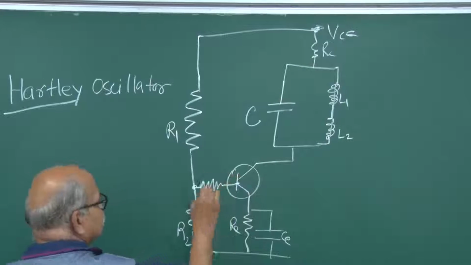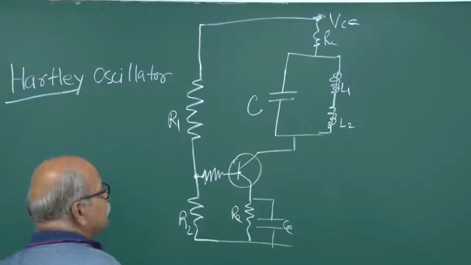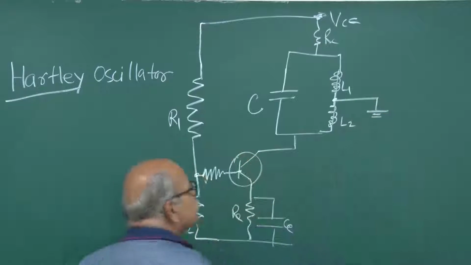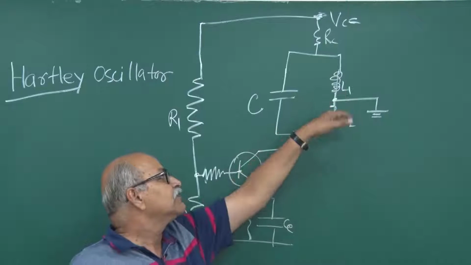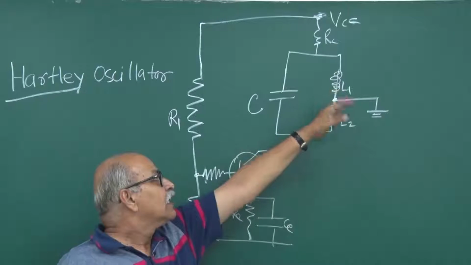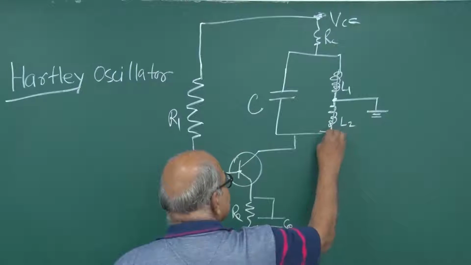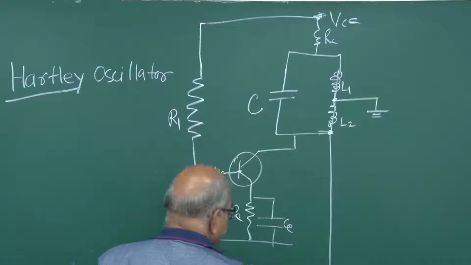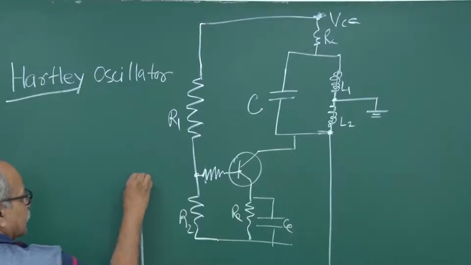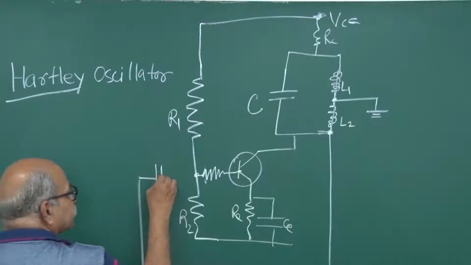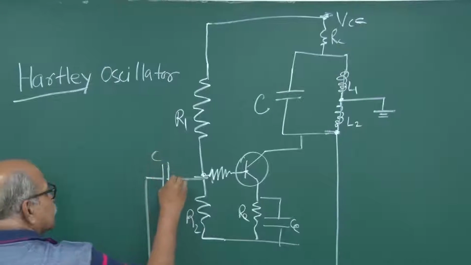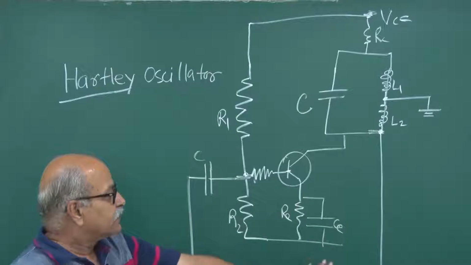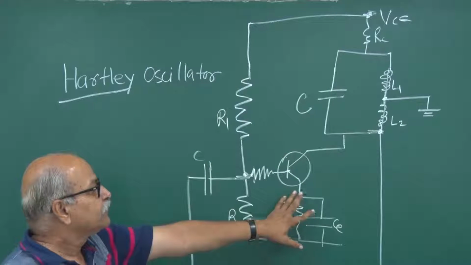biasing to the base, and the center is grounded. The center, that means the junction of this L1 and L2, that is grounded. And at this L2, the voltage at this point is taken and joined to the base voltage, base biasing. This is just a capacitor. Okay, so it goes like this. So this is the kind of circuit of the Hartley oscillator.